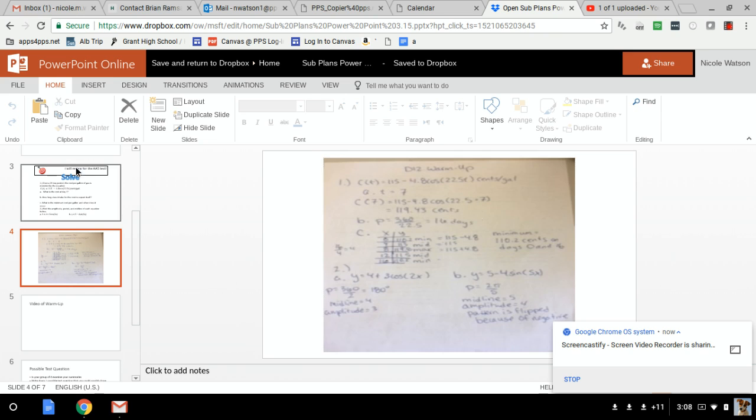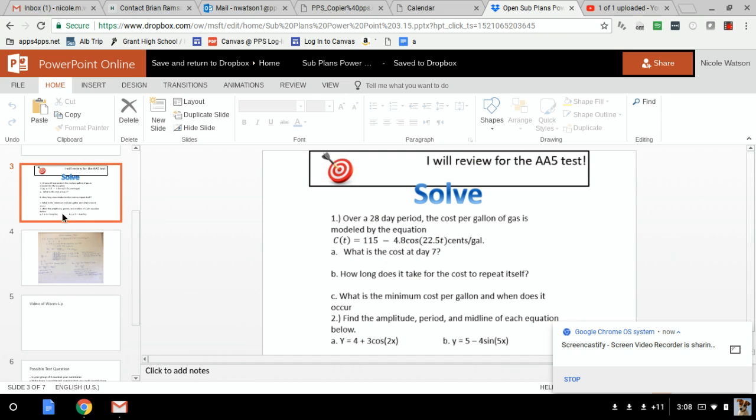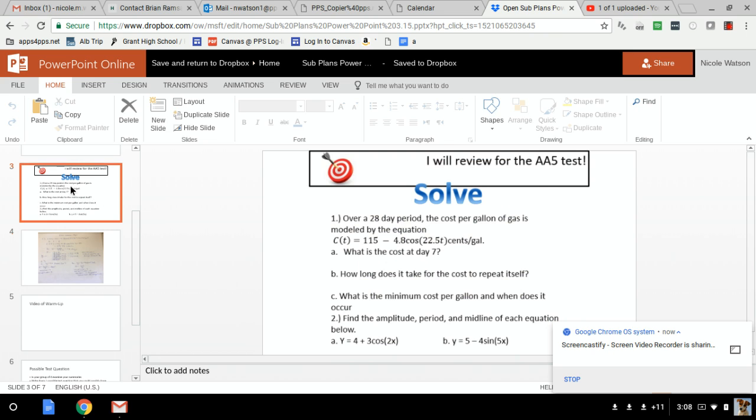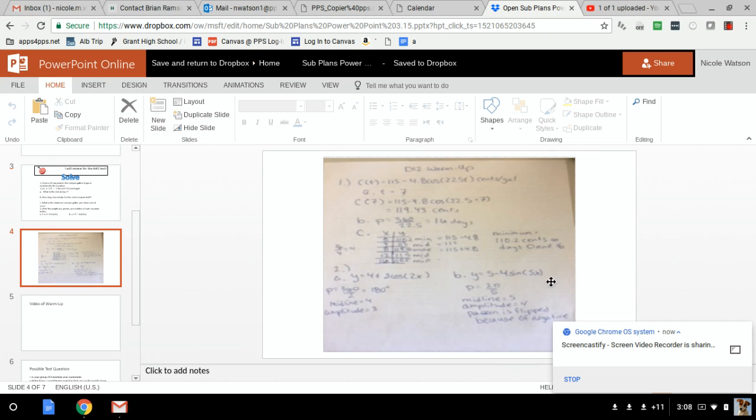Next, in part B, it said, how long does it take for the cost to repeat itself? So I did 360 divided by B, and the B value is 22.5, so it was 16 days. The last thing the question asked was, what is the minimum cost per gallon and when does it occur? When I was looking at this problem, I saw there was a negative in front of the amplitude. So that caused my pattern to change.